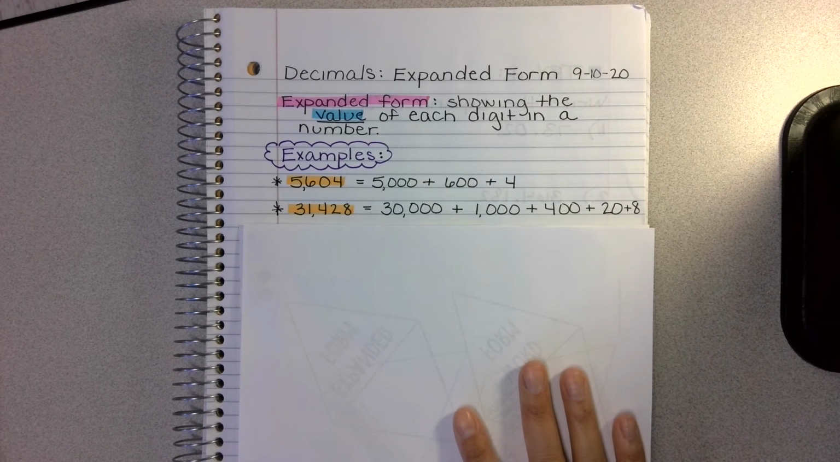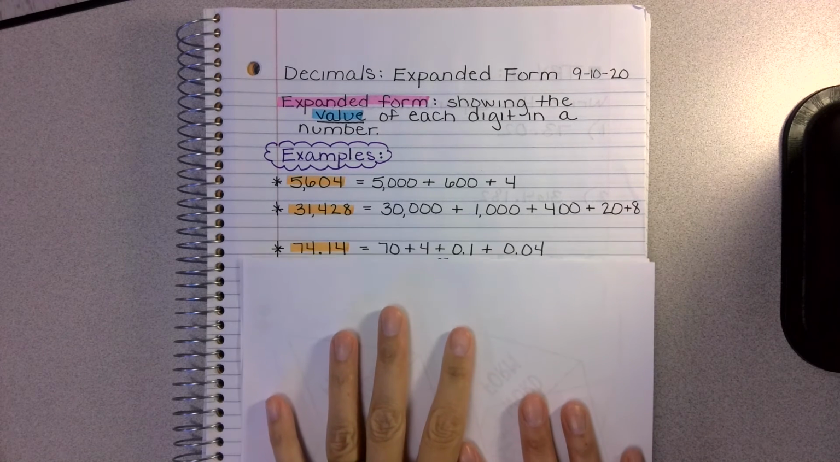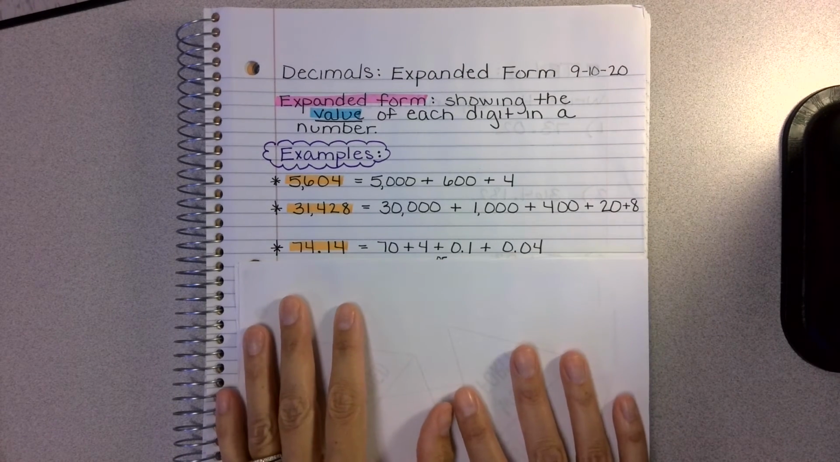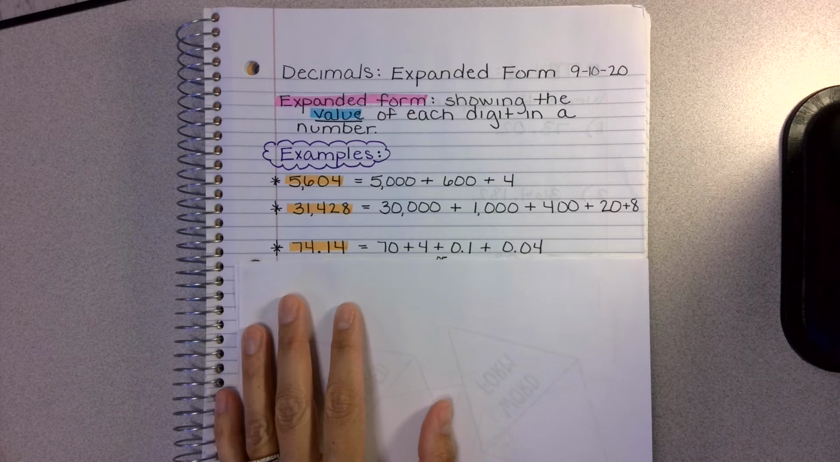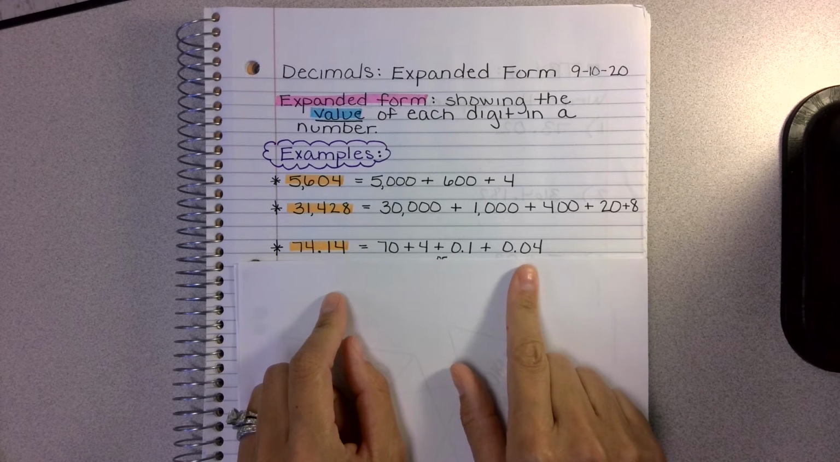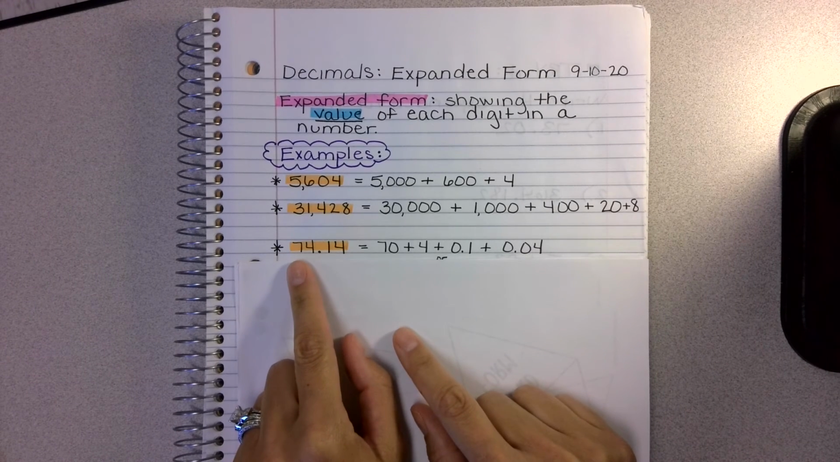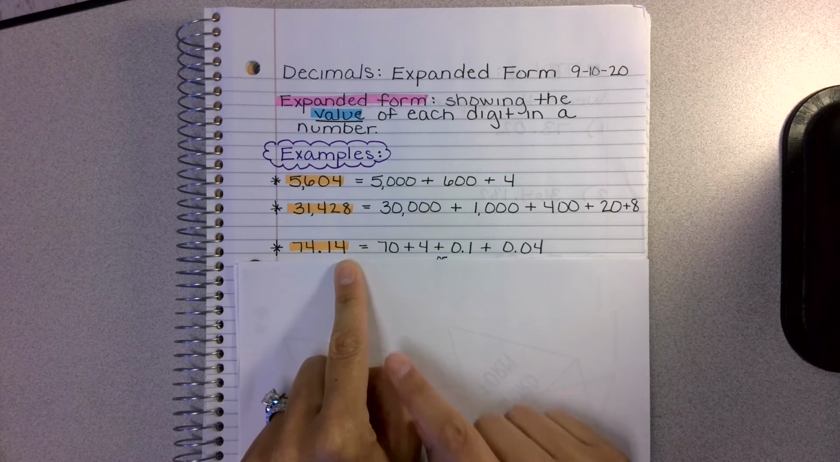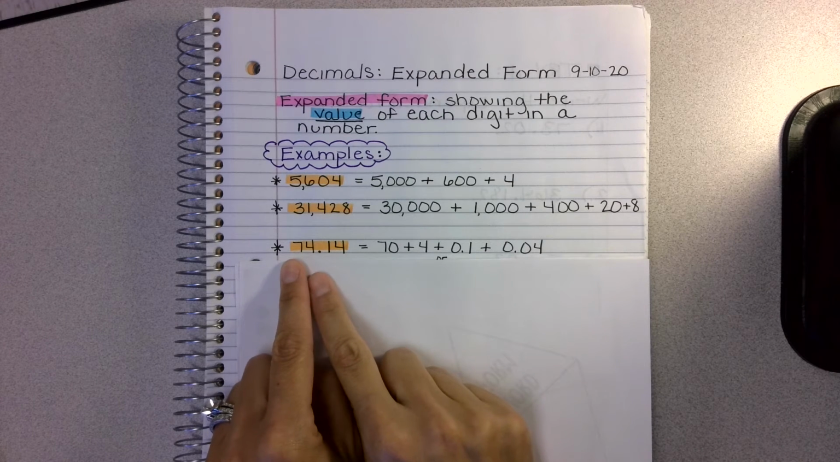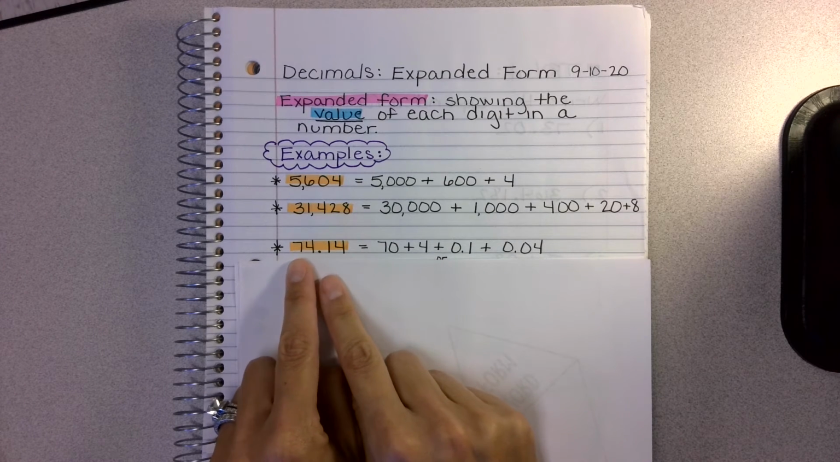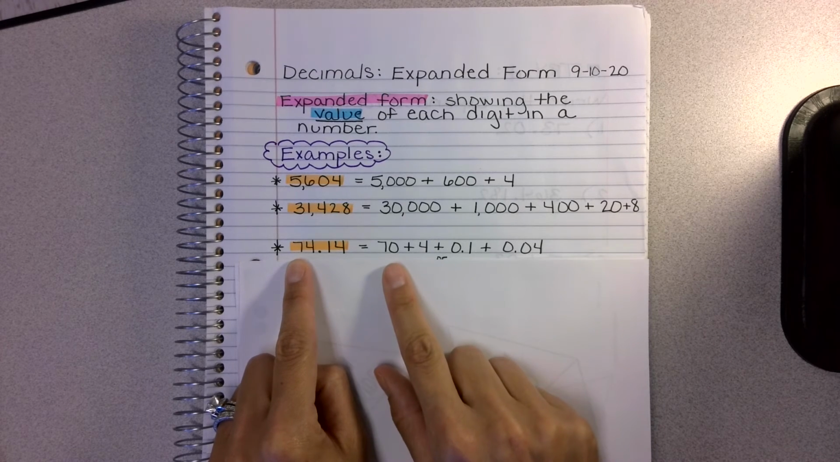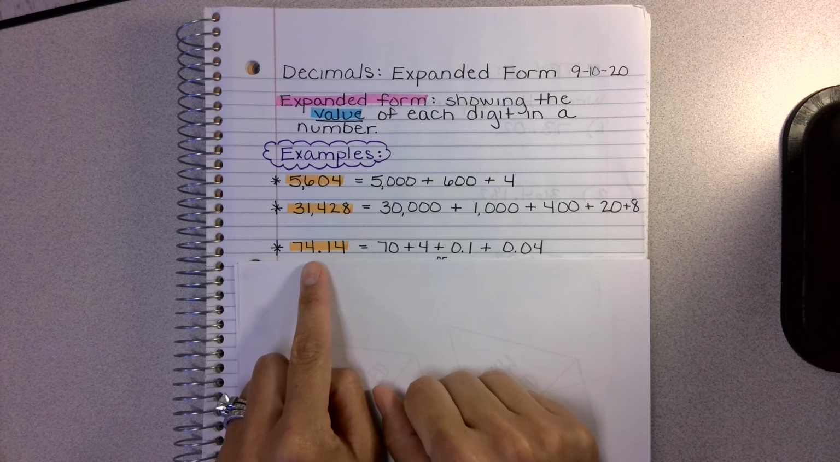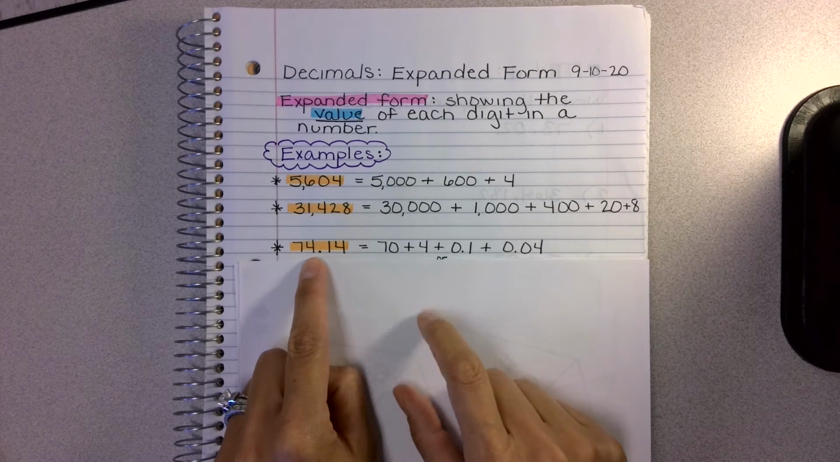Okay, so I think you guys are pretty good at the expanded form for whole numbers. Now let's try it for a decimal. There are two different ways you can write expanded form for a decimal. You'll see it two different ways. The first way is the way that I have here and that we're going to talk about. My number is 74 and 14 hundredths, because the 4 is in the hundredths spot. I'm starting all the way to the left, which is my whole number. The 7 is in the tens place, so the 7 is worth 70. The 4 is in the ones place, so that's worth 4.